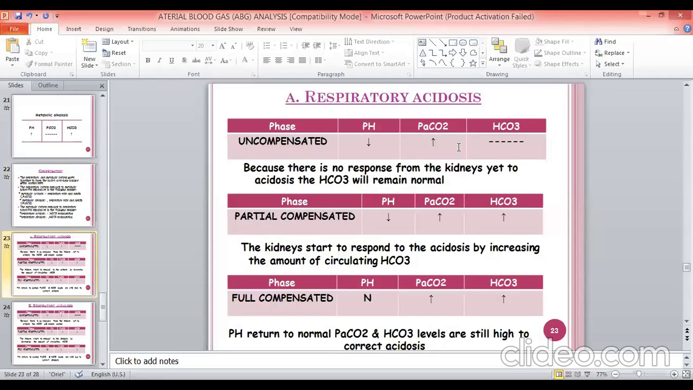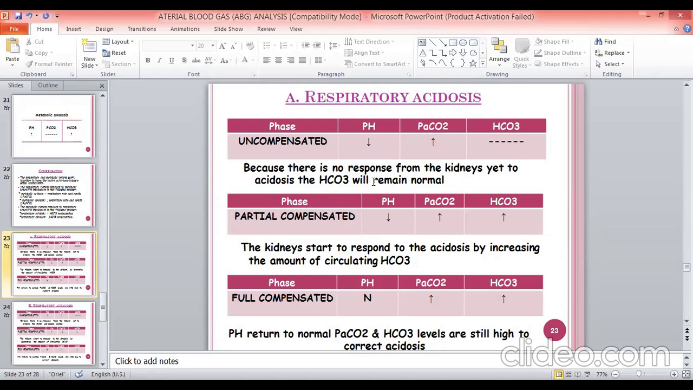So coming to respiratory acidosis, just see here, this is the important slide. In the uncompensated phase, the pH is decreased, partial pressure of carbon dioxide is increased, and bicarbonate is normal during respiratory acidosis. Because there is no response from the kidneys to the acidosis, the bicarbonate will remain normal. So there is no response from the kidney.